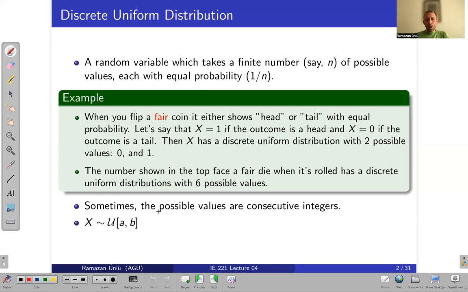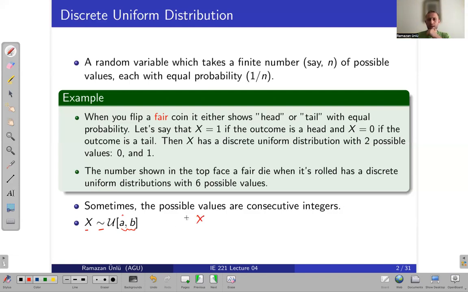And I can show that x has a uniform distribution with these parameters. That means the uniform distribution has two parameters. The first one is A, and the last one is B in this example. What is the meaning of this? It means X can take the values between A and B, and A and B are included.